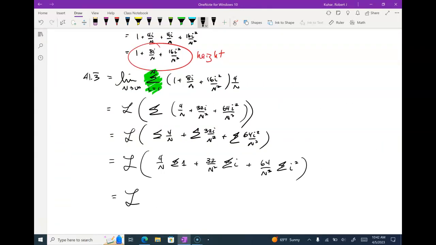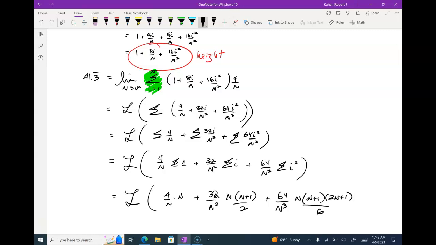So what's the sum of 1? 1 plus 1 plus 1 plus 1, n times. n, right? And the sum of i is n times n plus 1 all over 2. And the sum of i squared is n times n plus 1 times 2n plus 1 all over 6.